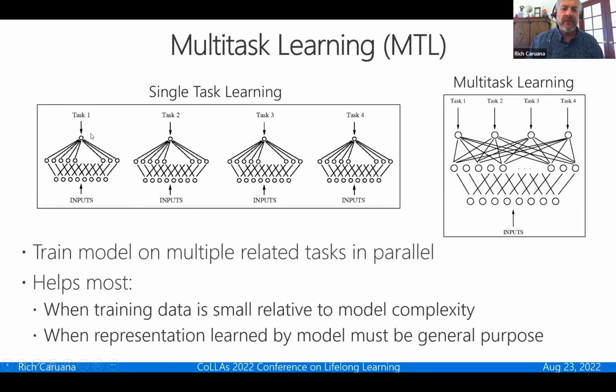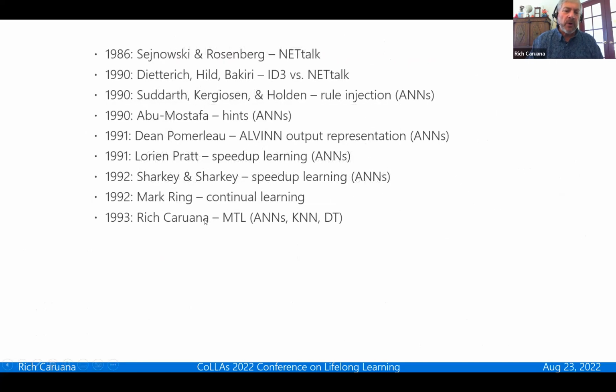Why is that better than having those outputs on separate neural nets? Why is it good to have this multitask framework? It helps when the data tends to be small relative to the complexity of the function you need to learn, and when the representation you learn has to be general purpose. And this kind of work, we did it not only in neural nets, but we also showed the same thing in k-nearest neighbor and in decision trees. So that's my work in '93, I think is when it was first published.